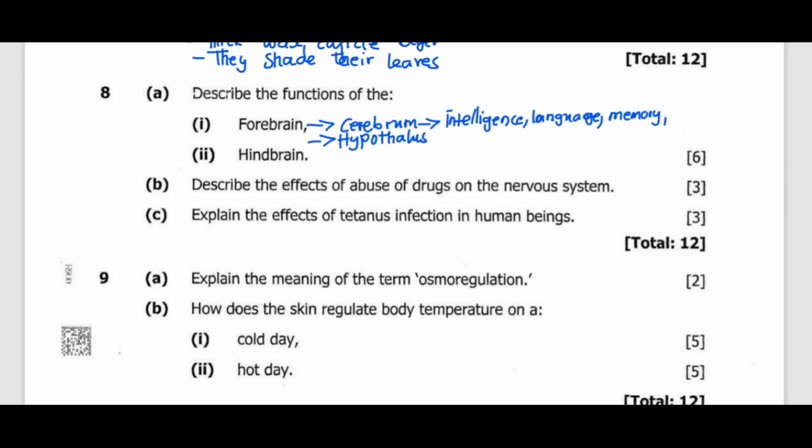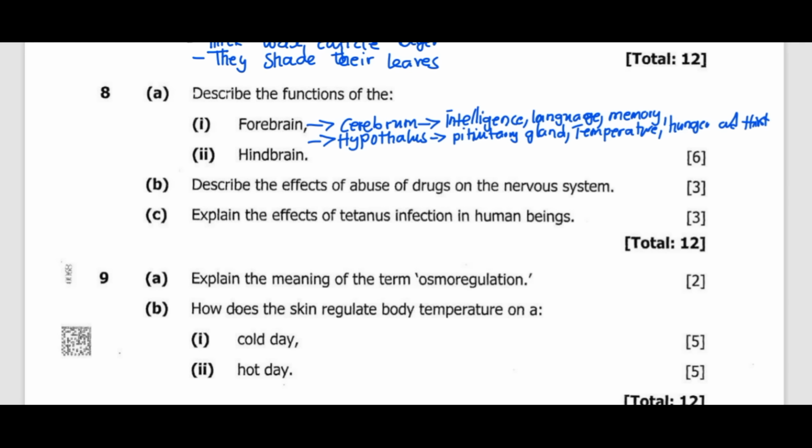So one of the functions for hypothalamus, it controls pituitary gland. We know during the secretion of antidiuretic hormone, this is controlled. Then the other function for hypothalamus, it controls the temperature. Then apart from temperature, hunger and thirst. So these are the functions that you can give here.